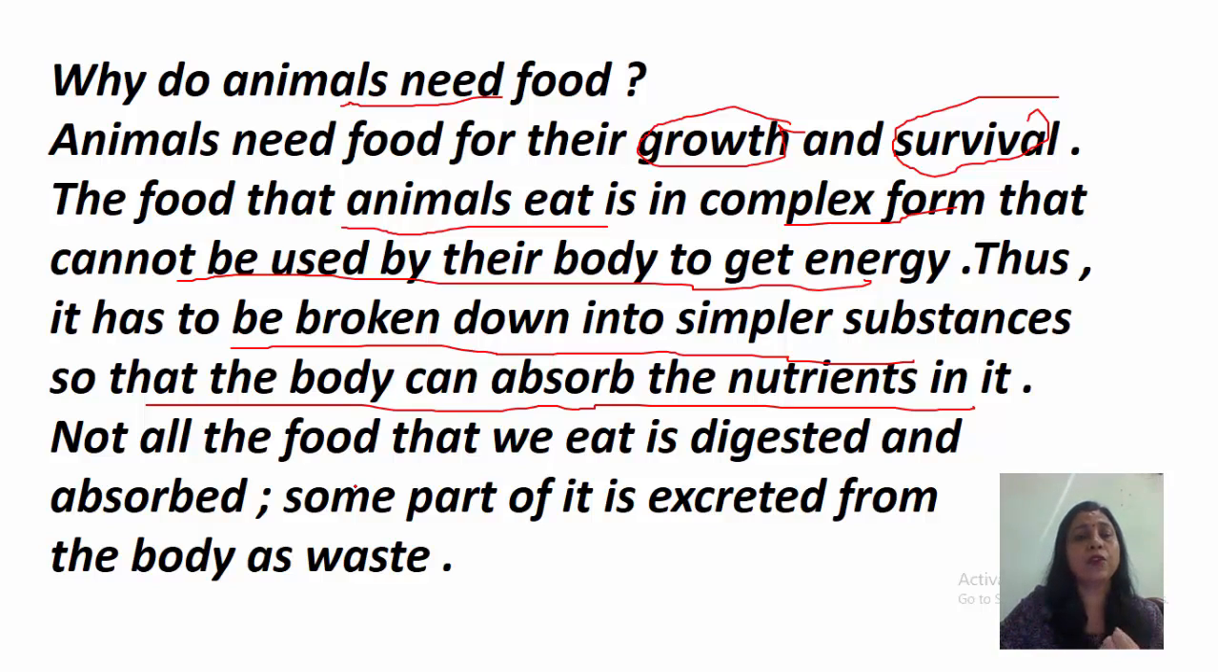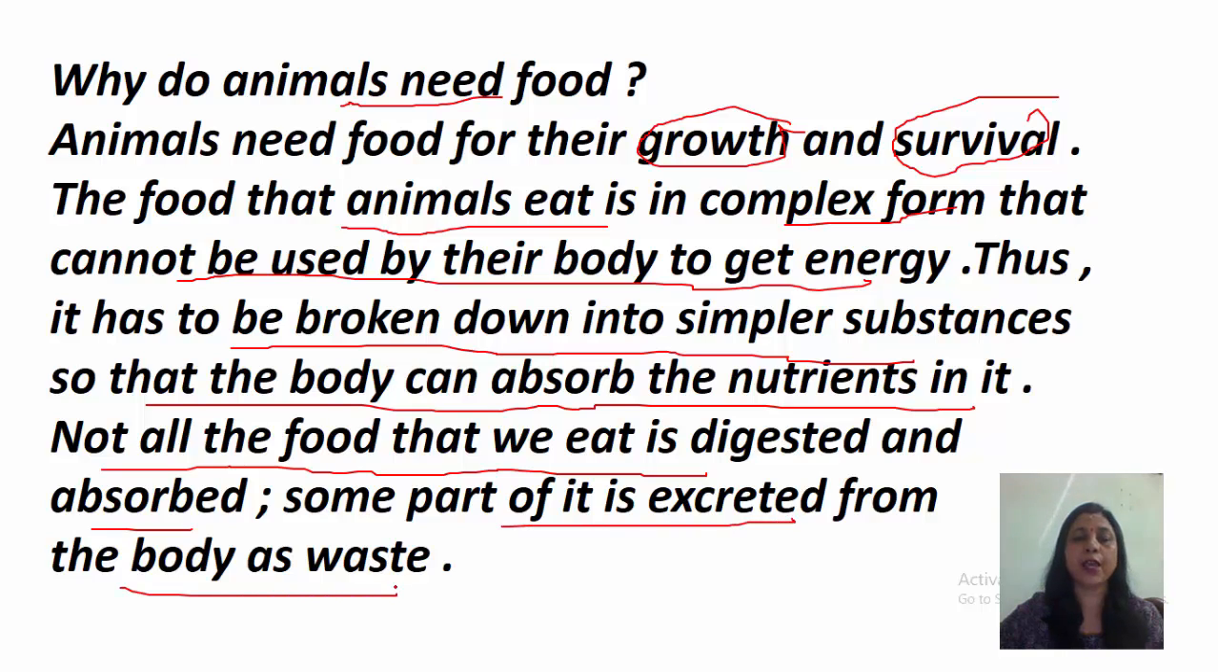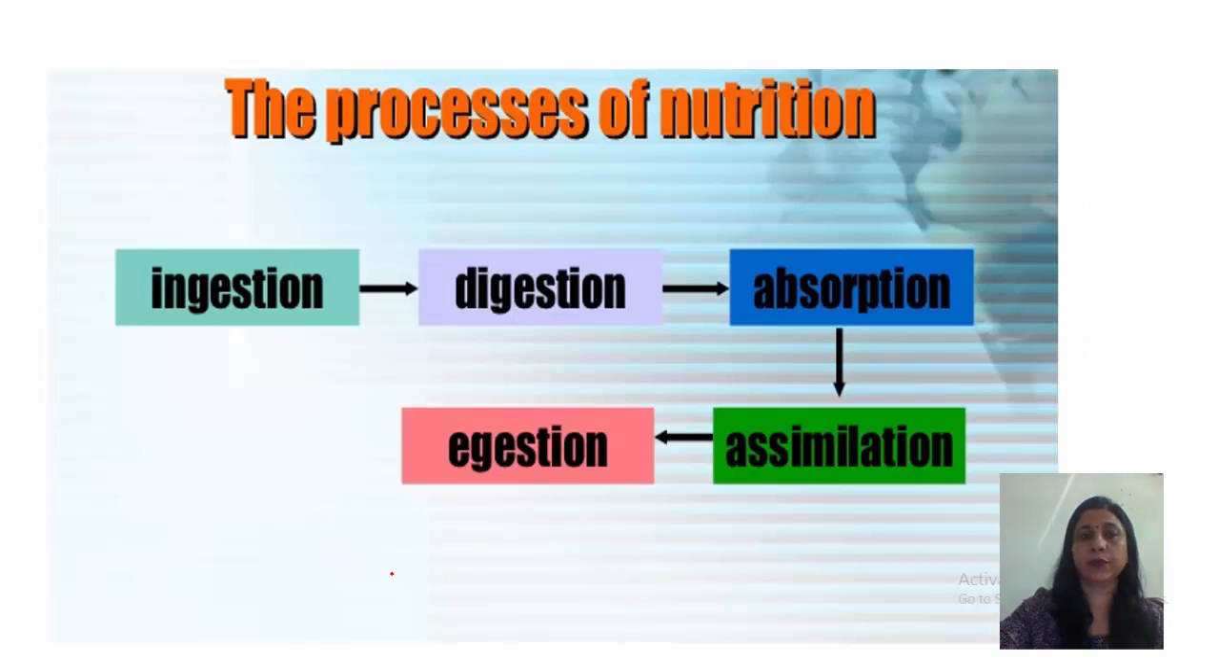That means whatever food we are eating, it has different nutrients, that is carbohydrates, proteins, fats, and they all are in complex form. So they must be broken down into simpler substances so that our body can absorb the nutrients which are present in it. Also, not all the food that we eat is digested and absorbed. Some part of it is excreted from the body as waste.